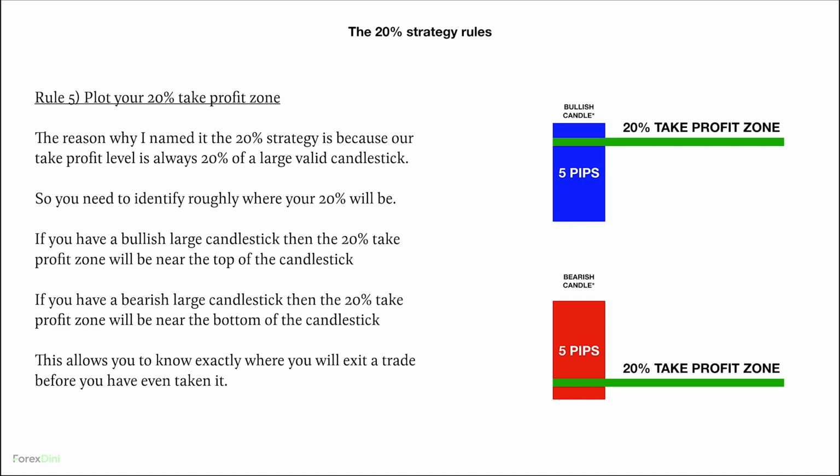Now with the bearish candlestick, it's the opposite. So the 20% take profit line should be placed near the bottom of the candlestick. Why? Because it's a buy trade, right? If you have a bearish candlestick, you're expecting price to go down further and then you'll buy, and that buy trade will have the bottom of that bearish candlestick as the take profit zone. Don't be afraid, because I will explain this on the charts to make it easier to understand.